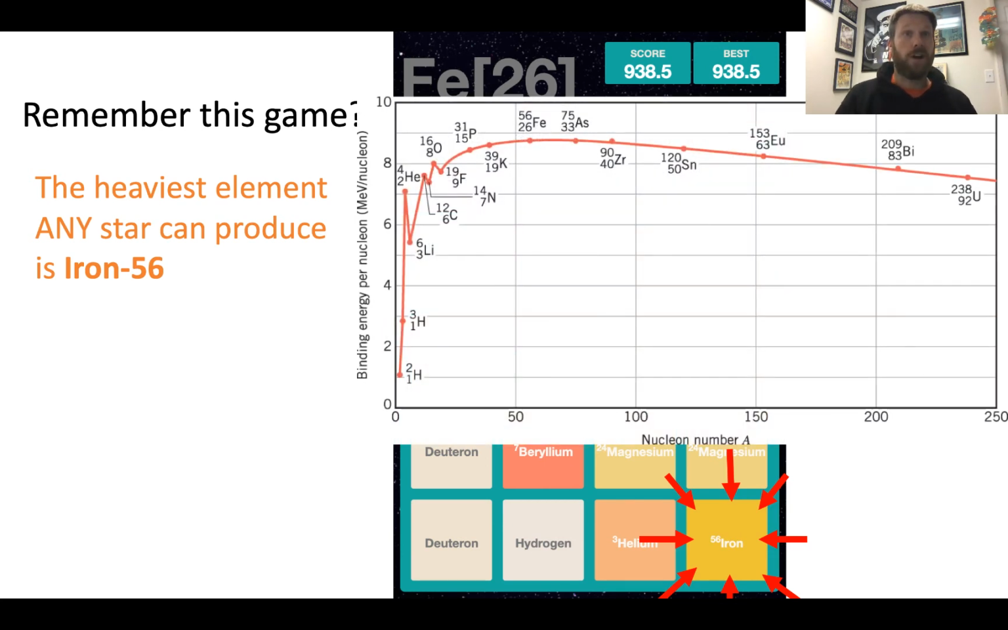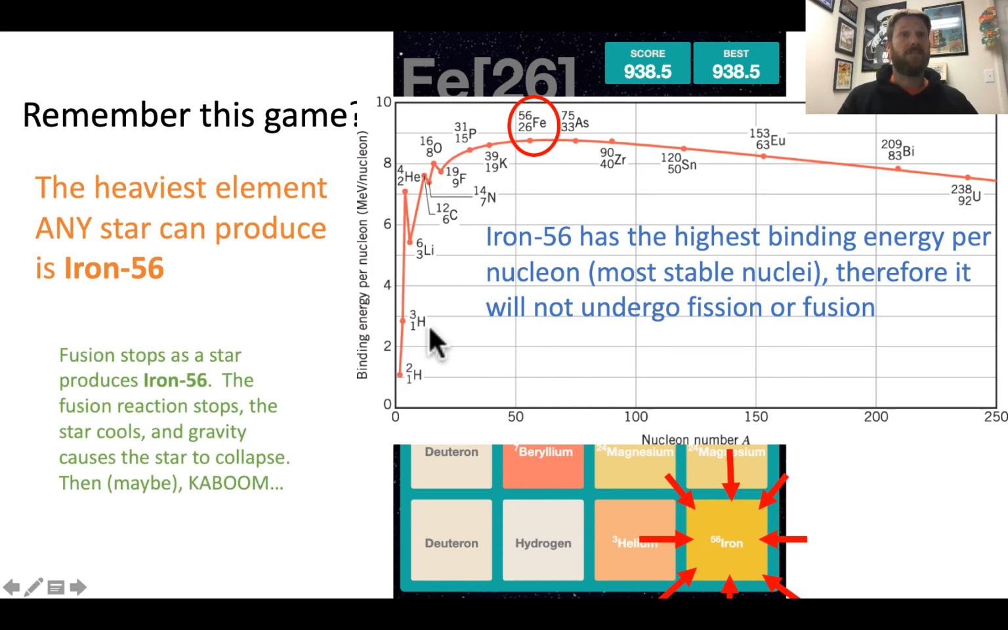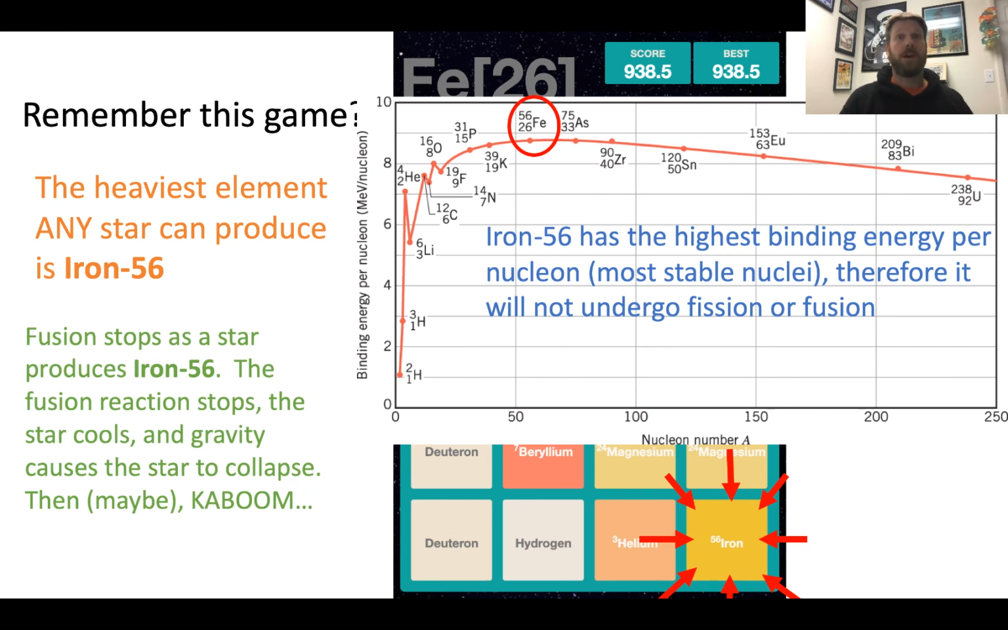Now, if you look at the graph, iron-56 has the highest binding energy per nucleon, which means it has the most stable nucleus of any atom. There's no need for iron nuclei to keep fusing because that would produce nuclei with lower binding energy. There's also no need for iron to fizz or break apart because that would produce nuclei with lower binding energy. When the amount of iron-56 reaches a certain point in a star, the fusion reaction stops.